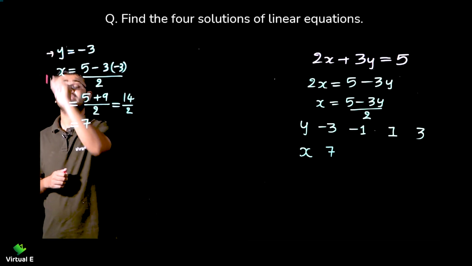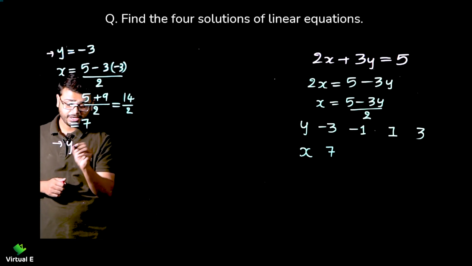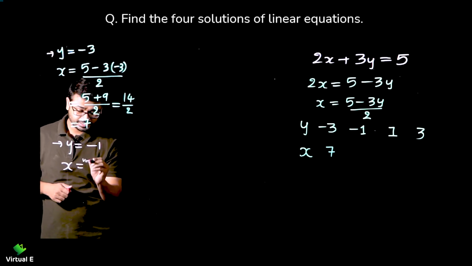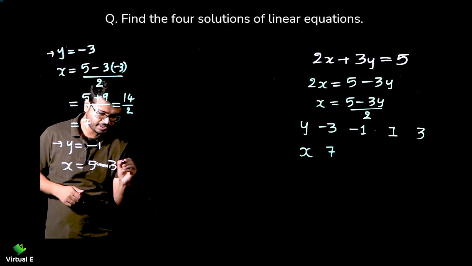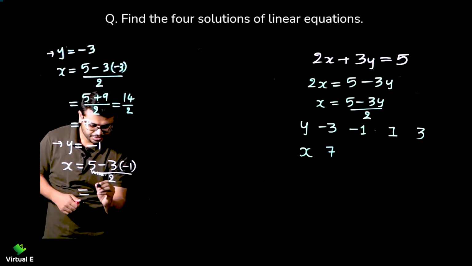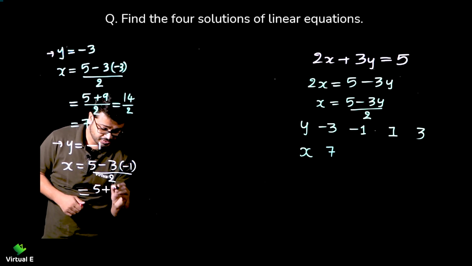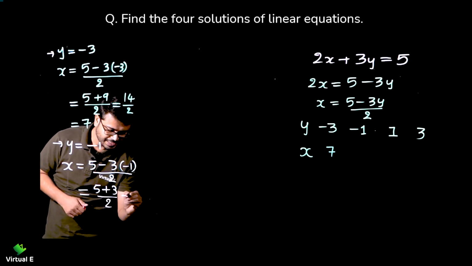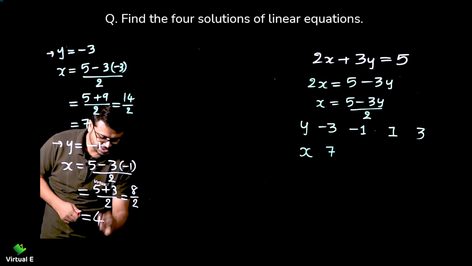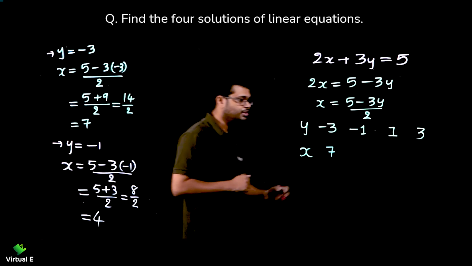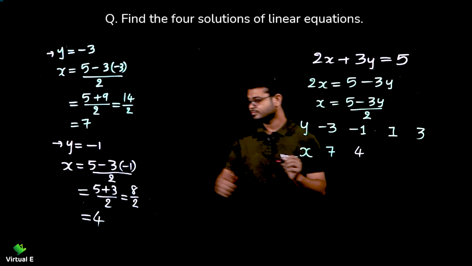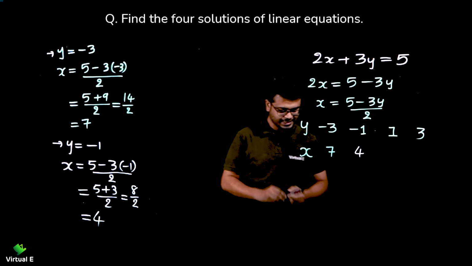Now let's move on to the next solution, that is y is equal to minus 1. So here x is equal to 5 minus 3 into minus 1 over 2, and here 5 plus 3 over 2, that is 8 by 2. So the answer is 4. What is the second solution? y is equal to minus 1 and x is equal to 4 is the second solution.